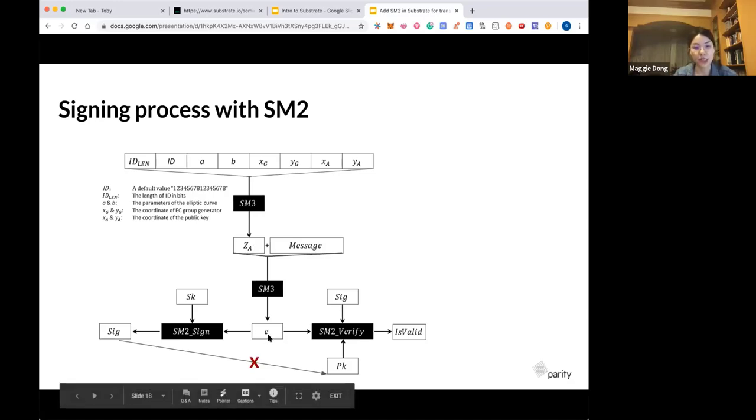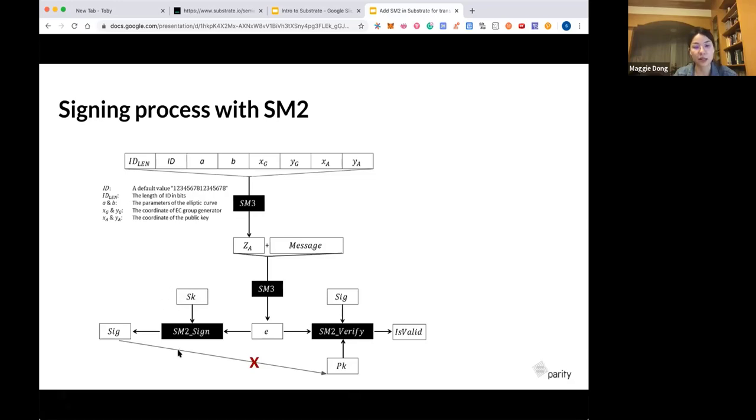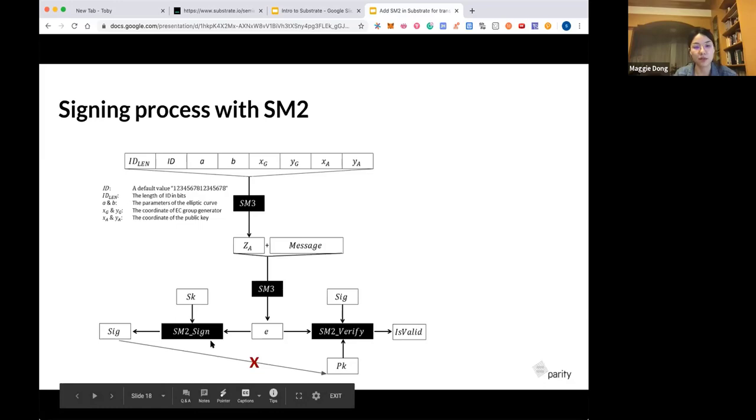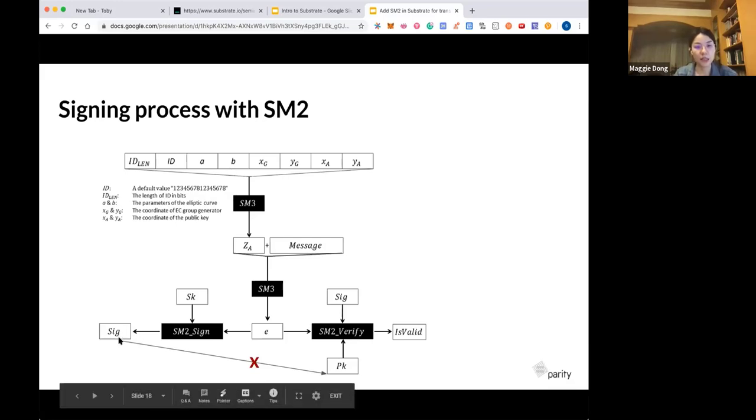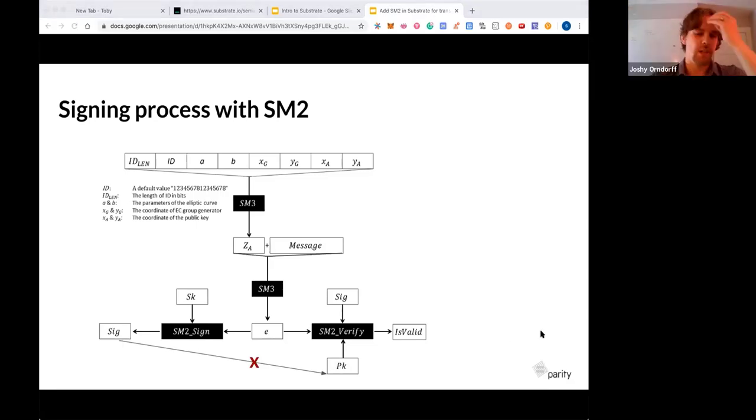And then you get a result and use a secret key, a private key, to do the SM2 signing function to get the signature. The whole process is kind of complicated, but not important. But one thing that SM2 is different from ECDSA is that you cannot recover the public key from the signature. I have a question about that.